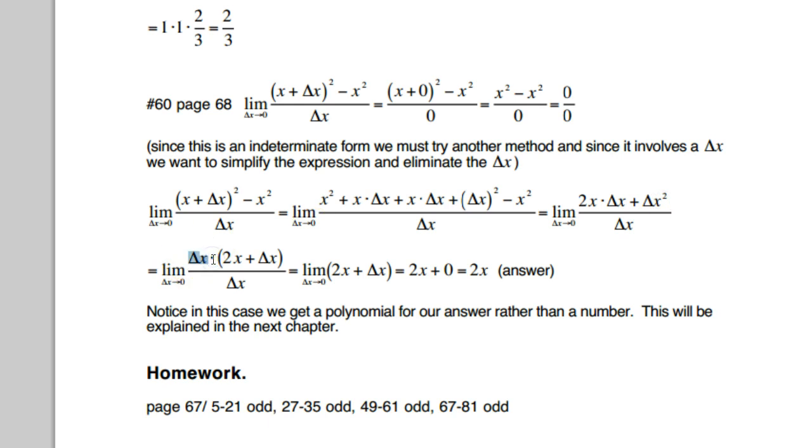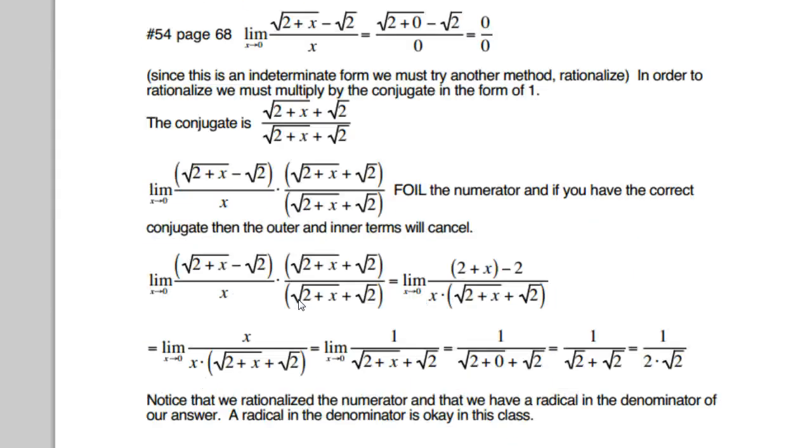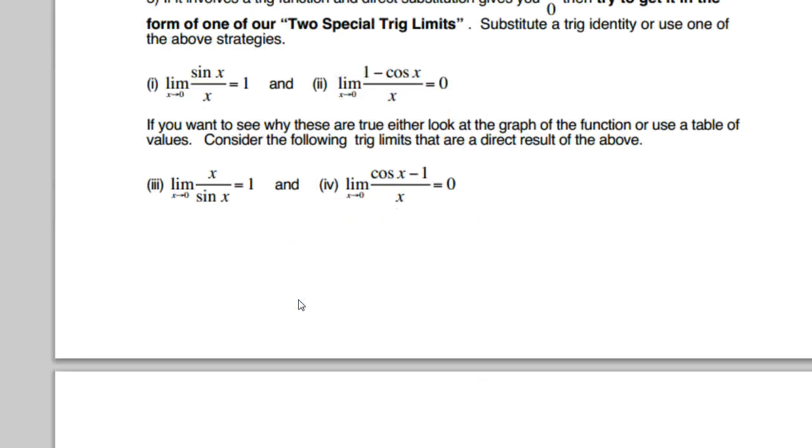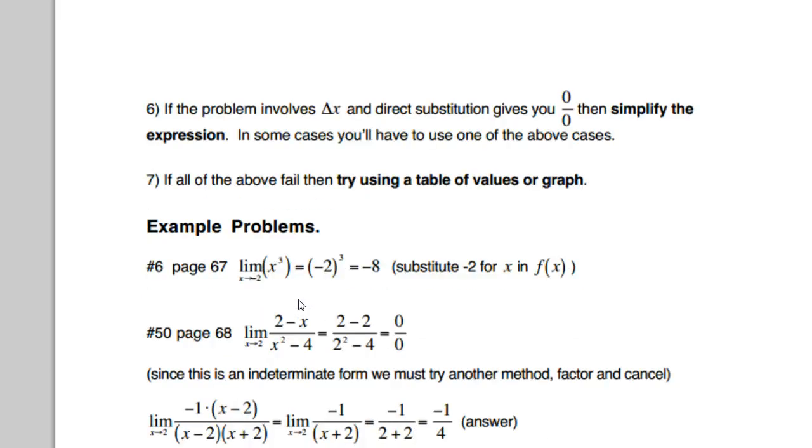We factored out the delta x, and if you notice the delta x, we want those canceled out. So as delta x approaches 0 of 2x plus delta x, this changes to 0, and therefore 2x plus 0 is just going to be 2x. Now in this case we're going to get a polynomial for our answer rather than a number, and I'll explain that later. But that is analytically how you want to do this, and this is going to cover everything, especially in AP.